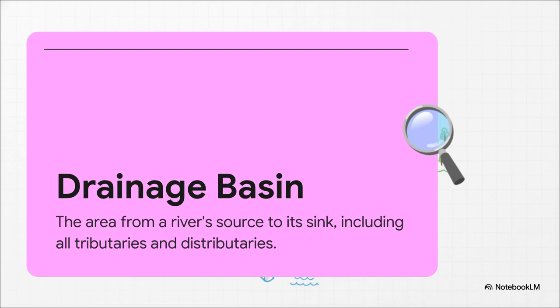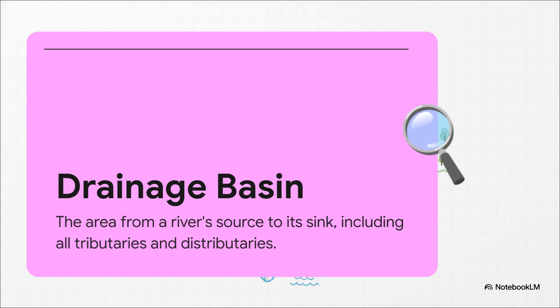Before we trace the rivers themselves, we really need to understand how water actually flows across the land. The crucial point here is that a major river is way more than just a single stream of water. It's a massive network that drains a huge catchment area. Think of it like a giant funnel.